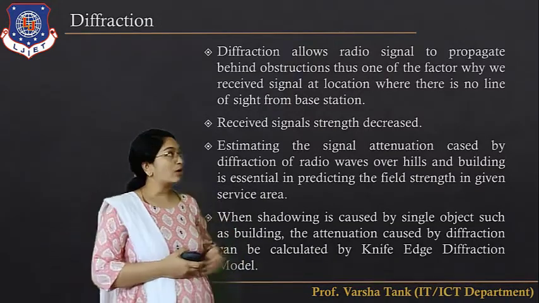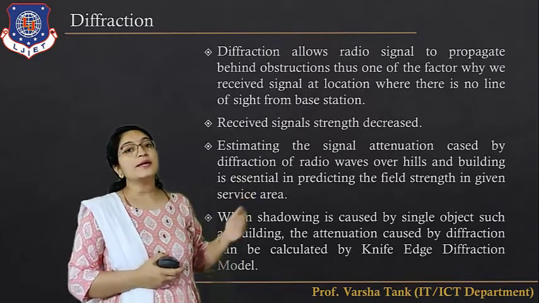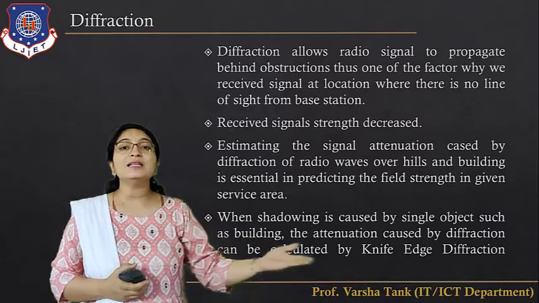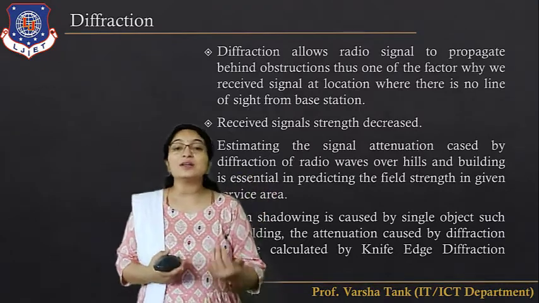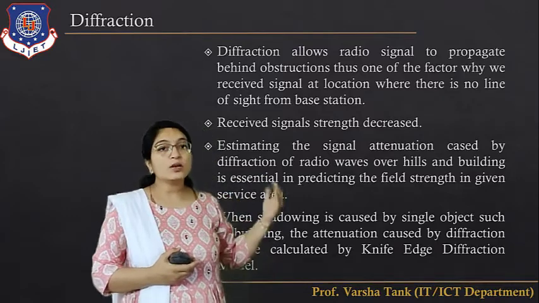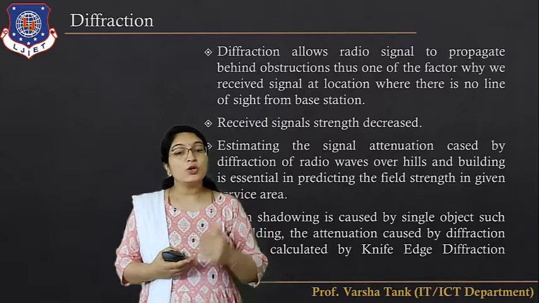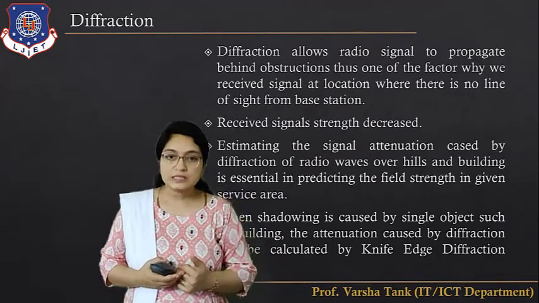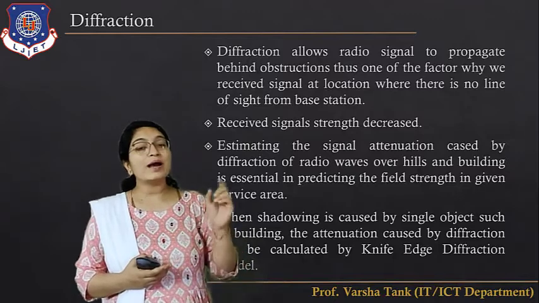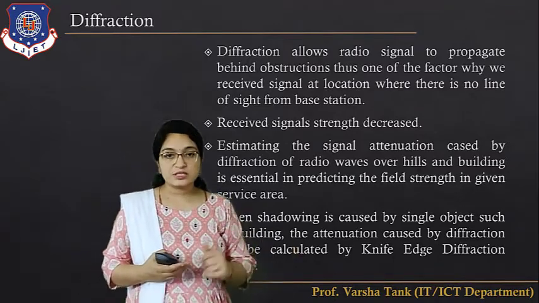So let's see what is diffraction. Diffraction allows the radio signal to propagate behind obstructions. Thus, it is one of the factors why we receive the signal at a location where there is no line of sight communication. No line of sight communication is there, but still we are receiving the signal. But remember one thing, when diffraction is there, the signal strength is decreased.